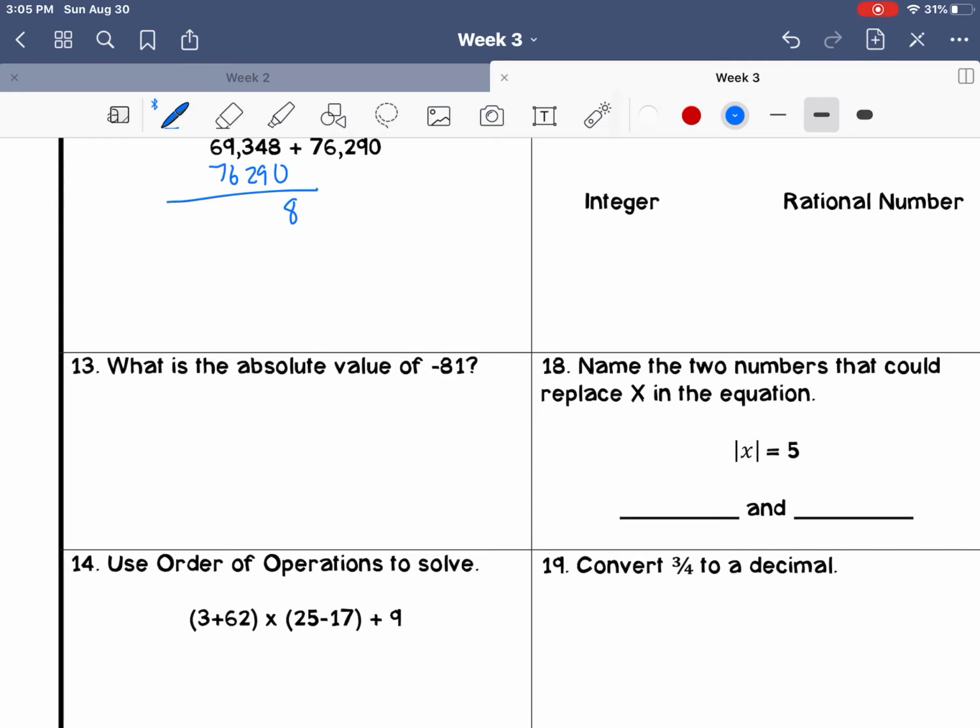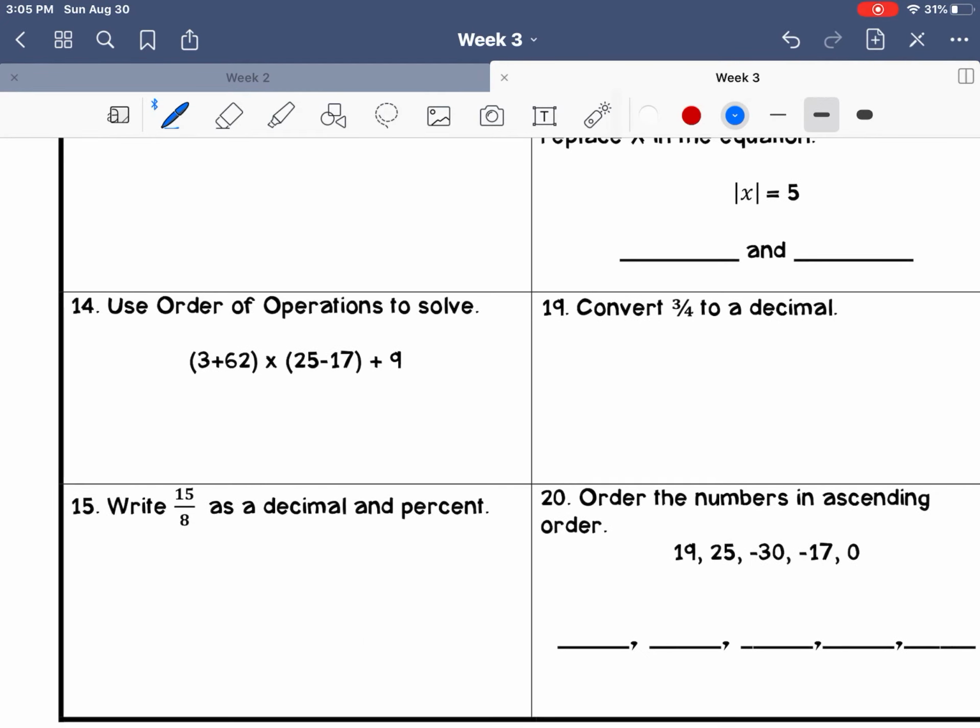What's the absolute value of negative 81? Remember, absolute value is the distance from 0, and distance is always positive. Number 14, use order of operations. You have 2 sets of parentheses to do first, then you'll multiply, and then finally you'll add.